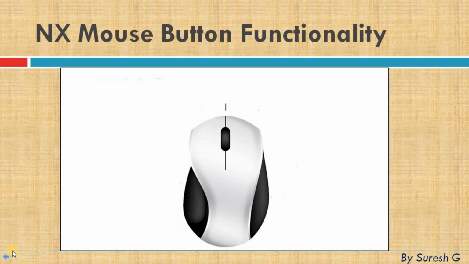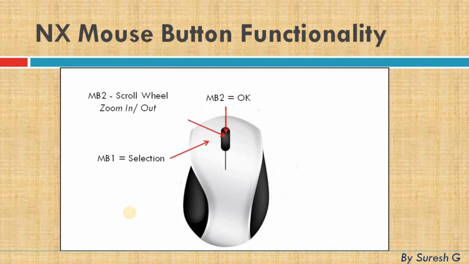Let's see about NX mouse button functionality. MB1 is called mouse button 1. It is used for selection in the NX application. MB2 is the roller button, which can also be used for OK. MB2, the roller button, can also be used to zoom in and zoom out. You can go for forward zoom and reverse zoom. That helps to zoom in and zoom out.